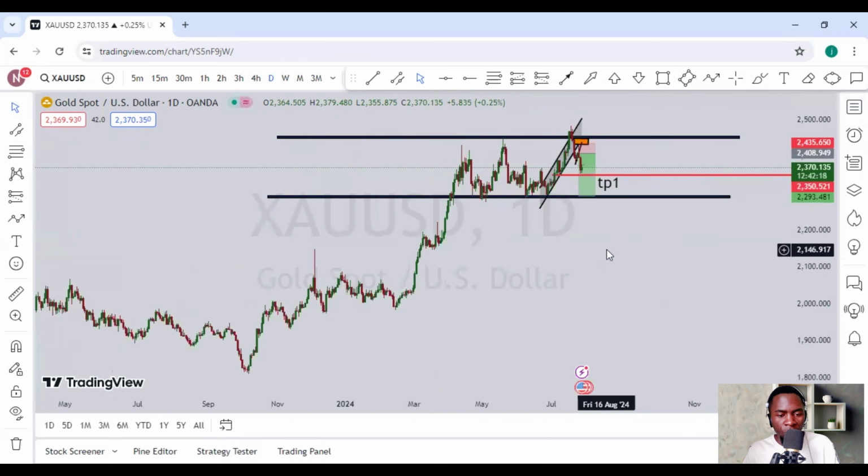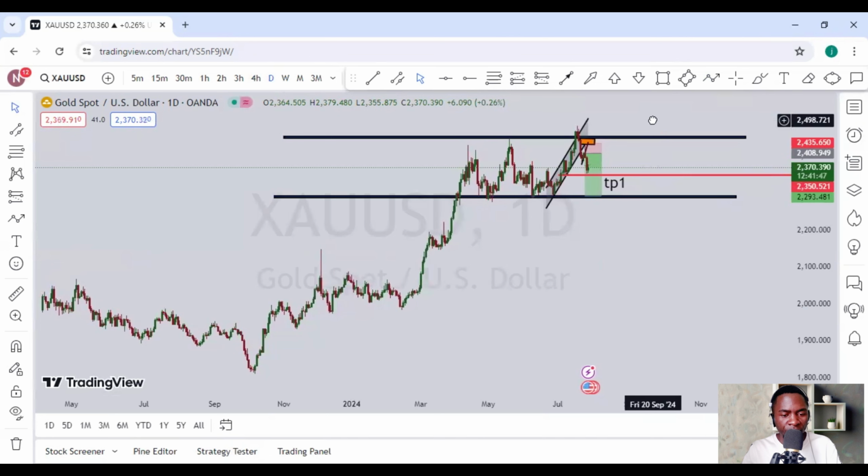And guys, I told you in my previous video, I told you about gold. I explained very well about gold. I told you how you will enter this trade. And as we are speaking right now, I've taken my first TP. My first take profit is out. Now I'm waiting to see if the market will break at this red line, then continue to my second TP. But now I have taken some of my profit already.